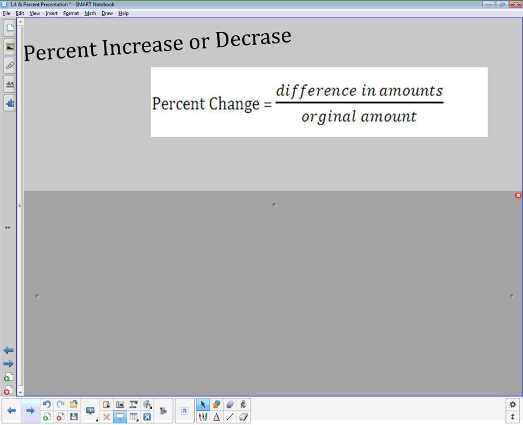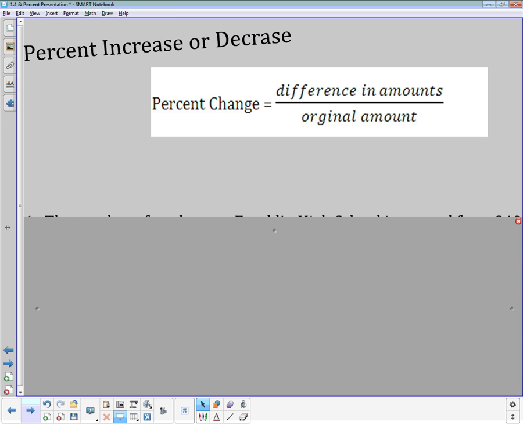Let's go to percent of change. The percent of change is something that's increasing or decreasing, represented as a percent. So we need to look for the difference in the amounts, or the change in amounts, and divide that by the original amount. That's how we find percent of change there.